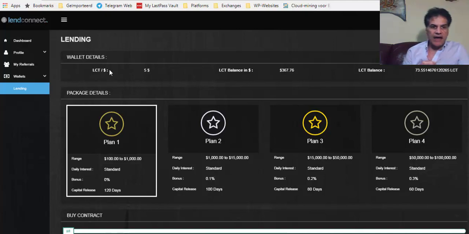So what they have done, they have done some really impressive things. First of all, they have set the price of their LCT tokens to $5. Why do they do that? First of all, to give people an incentive to lock their tokens in the system, so when the number of tokens goes down, the demand goes up, especially with the high interest rate they have, so they are going to actually increase the price of the tokens.